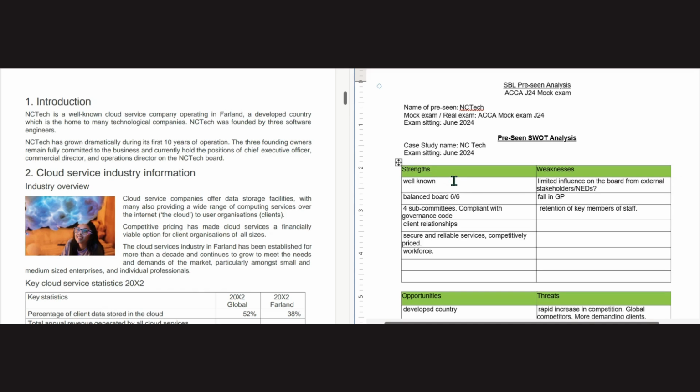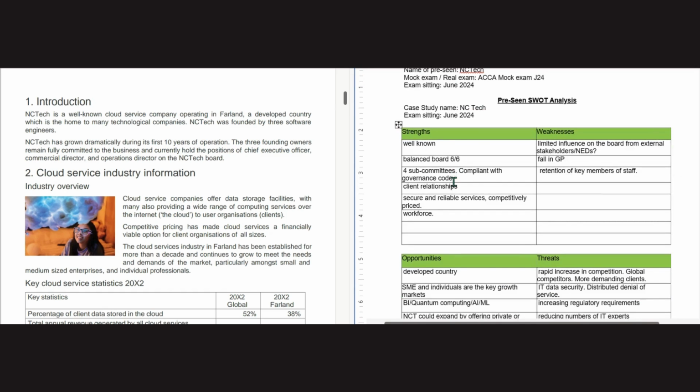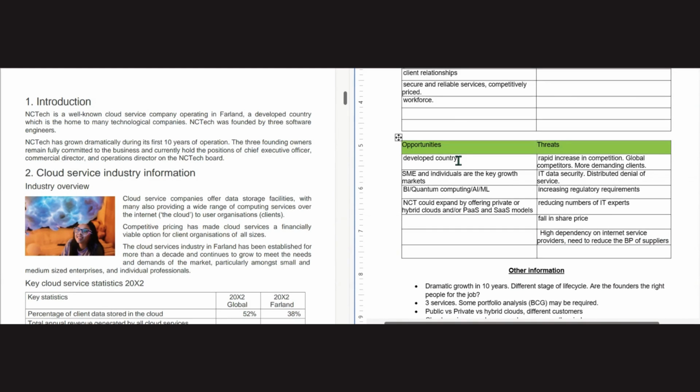Another one, of course, is not a strength, rather, an opportunity, which is that it operates as a tech company. It's a cloud service company. It operates in a developed country. So why is that an opportunity? Well, a number of reasons. Number one, you've got the tech infrastructure in place. All right, it's likely that you'll have lots of resources in terms of the people and the expertise in tech in a developed country. Okay. It then goes on to say it's home to many technological companies. So this is simply reinforcing what I have just said. Lots of resources available. That's why it's an opportunity that we can leverage.